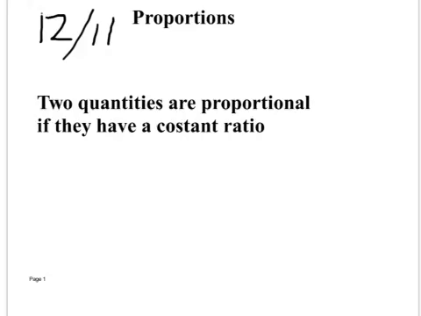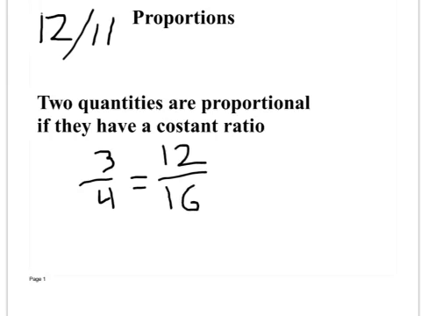Today we're talking about proportions. We started out with ratios, went to converting rates. Now we're talking about proportions. Two quantities are proportional if they have a constant ratio. So 3/4 is proportional to 12/16, which is proportional to 36/48.